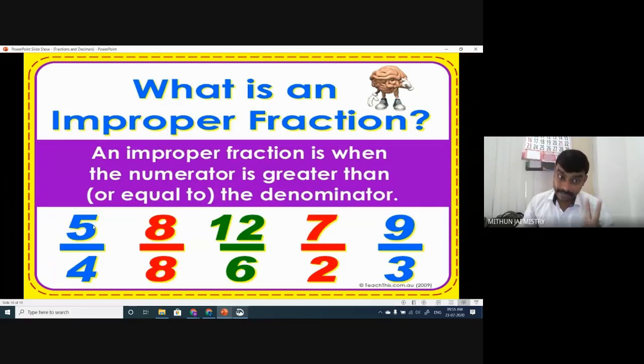Either the numerator is greater than the denominator, or if the numerator is equal to the denominator, then also we call them an improper fraction. So that's the complete definition. An improper fraction is when the numerator is greater than or equal to, so that's put in the bracket, right? Numerator is greater than or equal to the denominator. We call them an improper fraction. I hope you understood me.